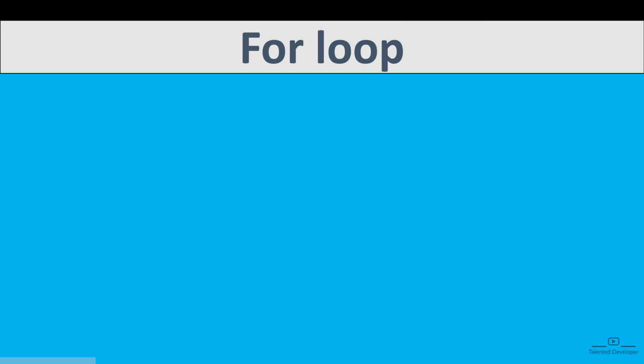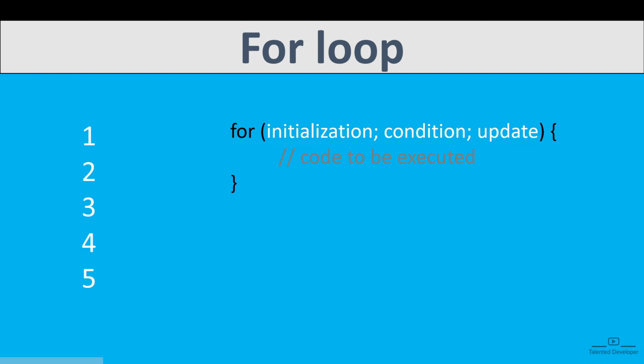If I want to print till 5, what can we do? In the initialization, that means from where we have to start, always try to start from 1. If I'm talking about 5, that means it will start from 1, 2, 3, 4, 5. So the initialization will always contain the beginning position. That means we have to start from 1.